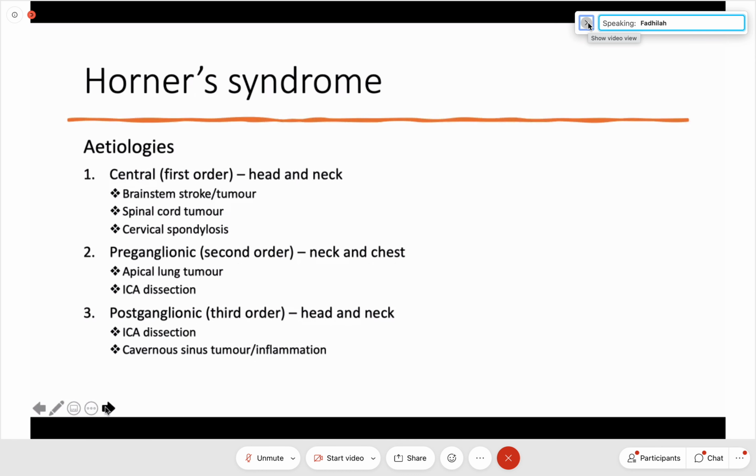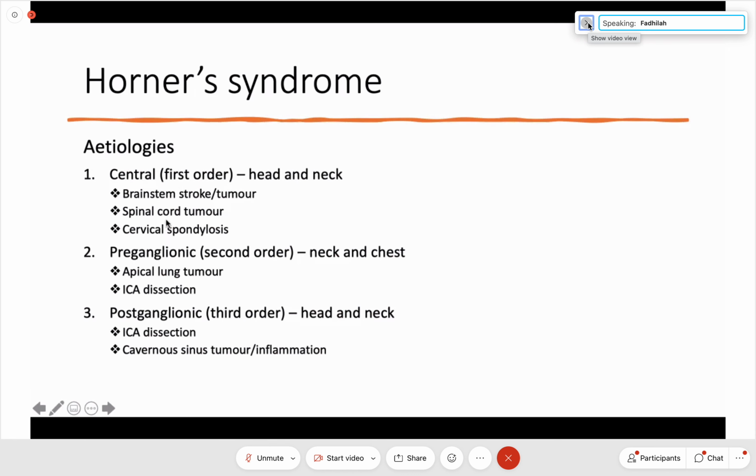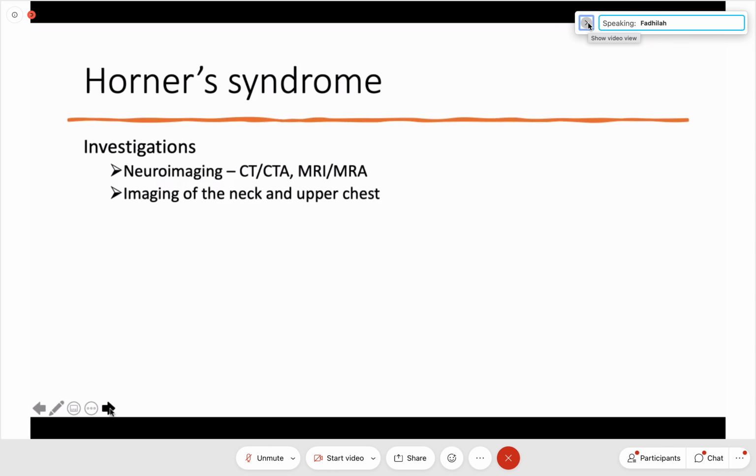Right, so if you look at these etiologies, it is divided into central, preganglionic or postganglionic. All of these cases would make you scan the patient. Alright, so if you look again, the problems can be right from the brain down to the neck and up again to the eye, right? So you need to scan the patient. Again, CTA, MRI, MRA, and then you have to include as well the neck and the upper chest.